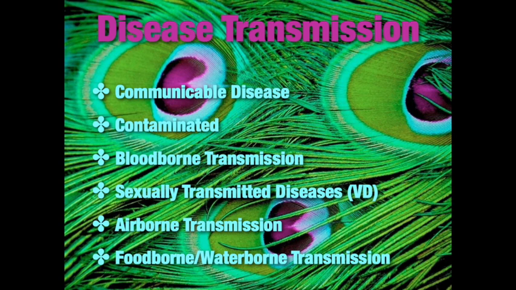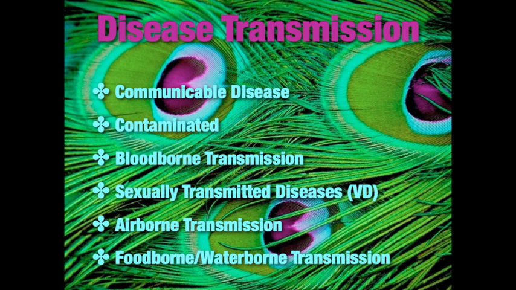Bloodborne transmission is through direct contact with blood or body fluids that are contaminated with blood. Examples include acquired immunodeficiency syndrome, AIDS, and hepatitis. Bloodborne diseases are also transmitted through sexual contact. We're going to talk about those more in chapters 5 and 6. Sexually transmitted infections, also known as STIs and venereal diseases, require direct person-to-person contact or contact with lesions. We're going to talk about those more in chapter 14.